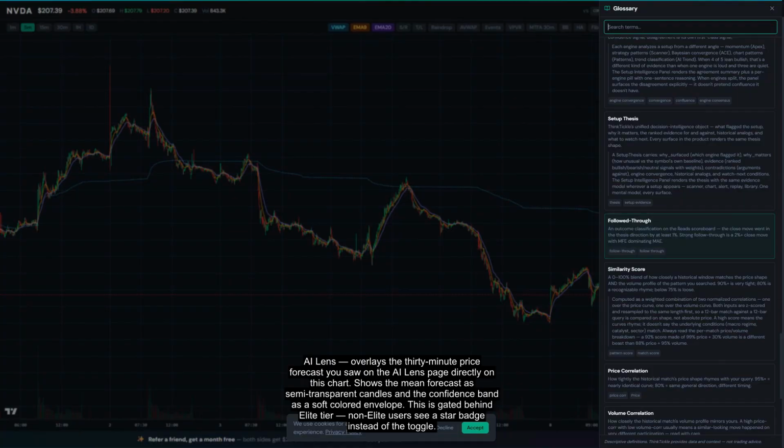AI Lens overlays the 30-minute price forecast you saw on the AI Lens page directly on this chart. Shows the mean forecast as semi-transparent candles and the confidence band as a soft-colored envelope. This is gated behind elite tier. Non-elite users see a star badge instead of the toggle.